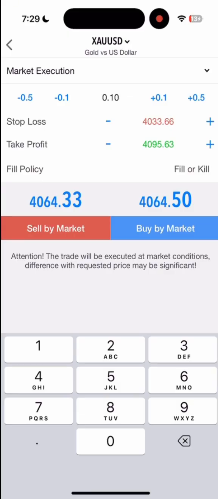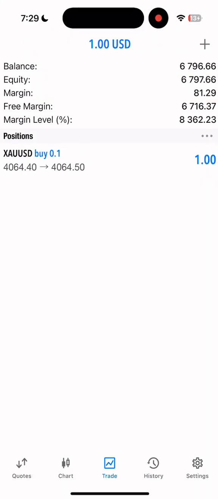So in this example, let's say that we were copying an educator and he told us to look for a buy. He thought the market was going to go up. He gave us the stop loss and the take profit price. We do our lot size. I'm going to use a 0.1 in this example, which is $1 per point. And then you hit buy by market and boom, that's how simple it is to place a trade.